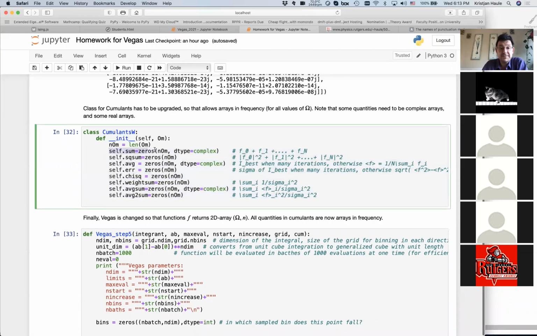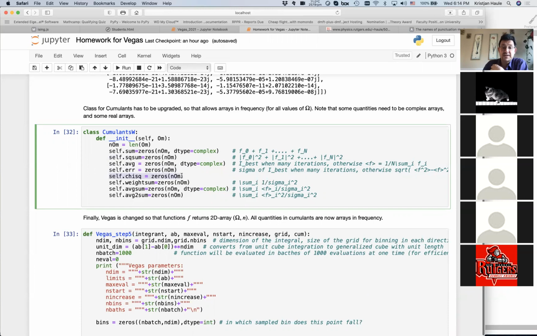So self-sum is the one that contains the average of the function. That clearly has to be complex, and the size of the array is as many as we have frequencies. Then f square is a real array. Average is this I best, the best estimation for the value of the function. This is complex as well. The error is the square root of sigma square, which is sigma. This has to be real.